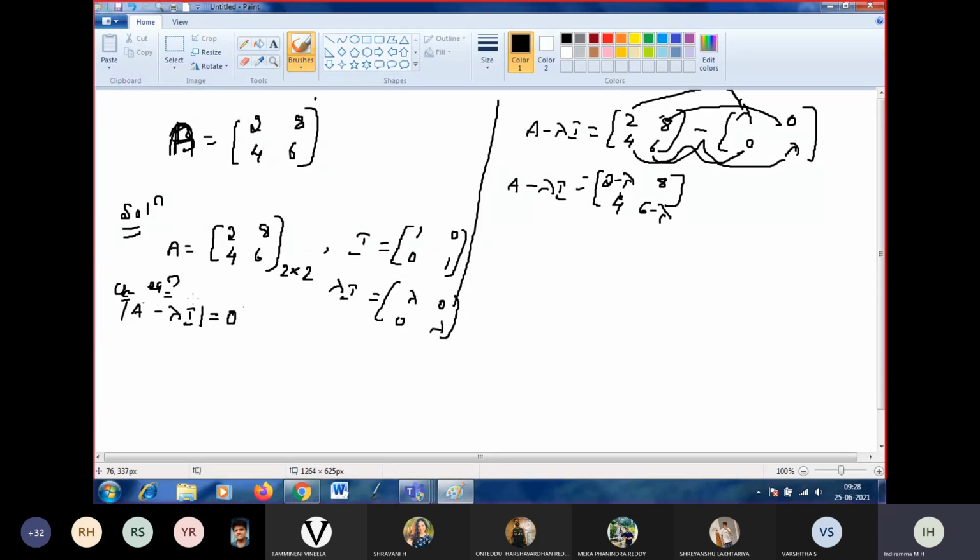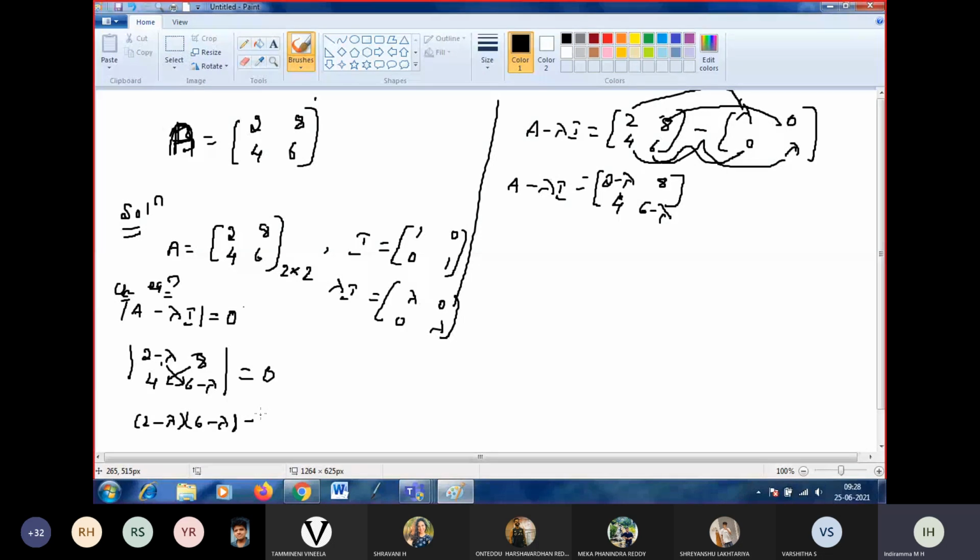Now I want to take the determinant of A minus lambda I. That will be our characteristic equation. The determinant of 2 minus lambda, 8, 4, 6 minus lambda is equal to 0. We know how to evaluate a second order determinant: product of these two minus product of these two. So (2 minus lambda) into (6 minus lambda) minus 8 fours are, what is 8 fours are? 32, is equal to 0.